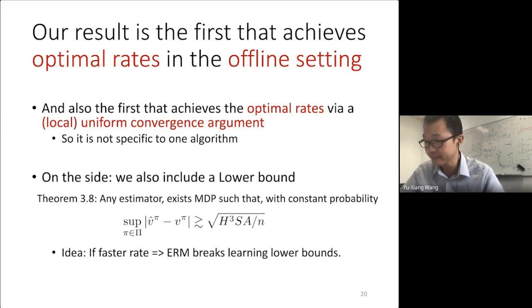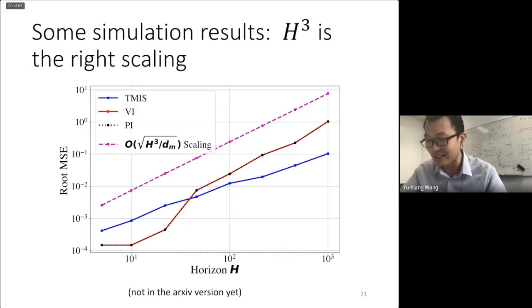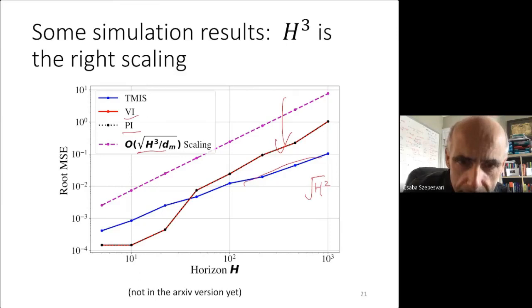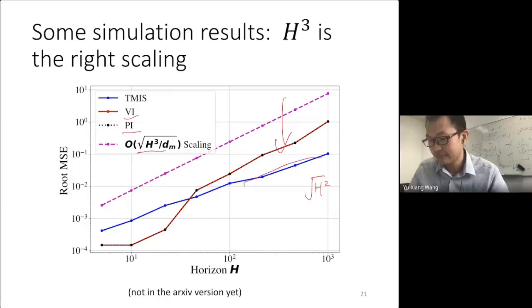Okay, so now just to convince you that this order is right, here are some simulations for a pointwise evaluation of the optimal policy, and you can see that this line is proportional to the square root of H squared. Whereas if you find the empirically optimal policy through either value iteration or policy iteration, then this line is proportional to the square root of H cubed. So this should convince you that this is really the right scaling to consider. The value iteration and policy iteration graphs are on top of each other because that was just the computational approach to solve it, and we run that indefinitely long.